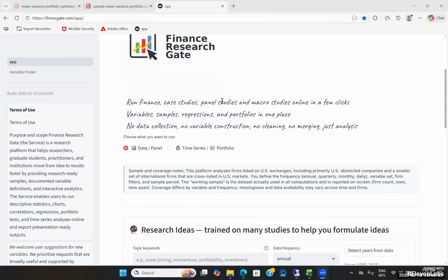Our main focus today will be on the Markowitz mean variance portfolio optimization. For our discussion, I'll be referencing the Finance ResearchGate website. However, before we dive into that, let's first thoroughly discuss the mathematical foundations of this theory.